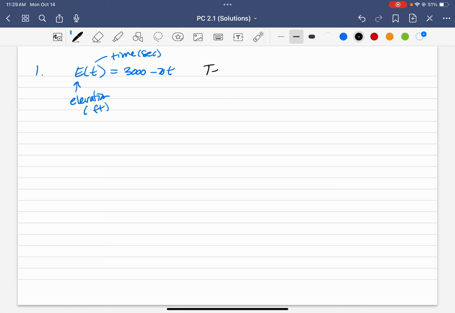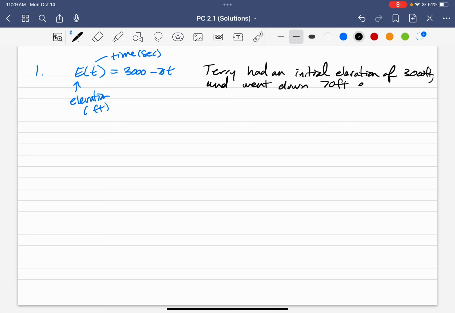So I would say that Terry had an initial elevation, or starting elevation, of 3,000 feet and went down 70 feet every second. That would be number 1, and then we look at number 5.